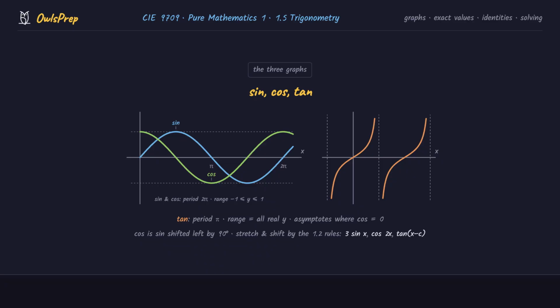These graphs also stretch and shift by the same rules as topic 1.2. A coefficient in front changes the height, a coefficient inside changes how fast they repeat, and a constant inside shifts them sideways. Learn these shapes, because solving equations later relies entirely on their symmetry.